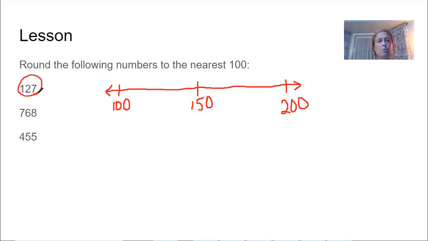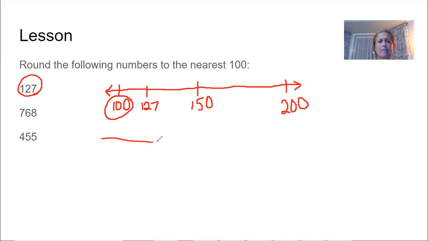Now we need to decide 127. Does that occur in this area or this? Well, 127 is less than 150. So it actually happens in this section here, which means, is it closer to 100 or closer to 200? It is actually closer to 100, so it rounds to 100. Now remember, when you're rounding, you keep the place that you're rounding to, which in this example would be 100. You keep that number there, so the 1 stays, but everything after that, what you're rounding to, turns into a 0.